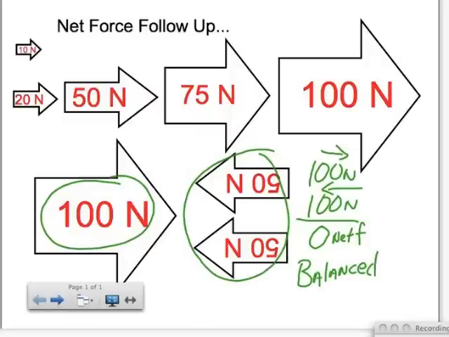Okay, so I hope this helps a little bit with your understanding. Just realize if we ever have a number that's greater than 0, so there's actually a number other than 0 there, then we actually have motion in the situation. That would be considered an unbalanced force.